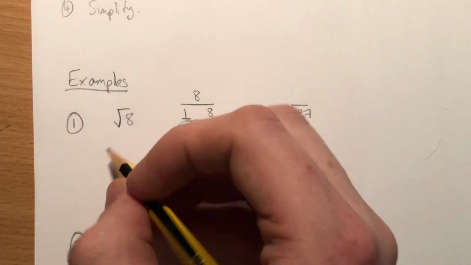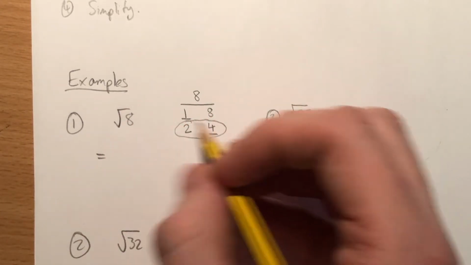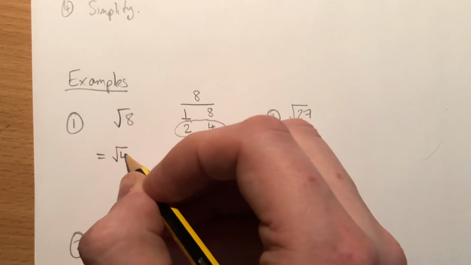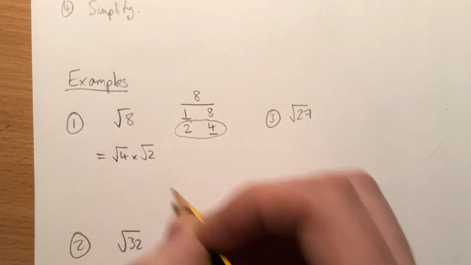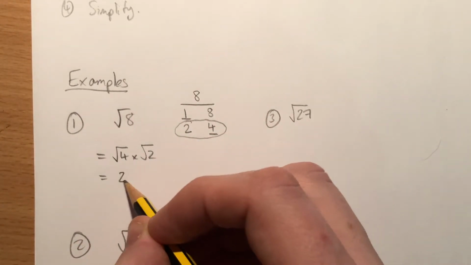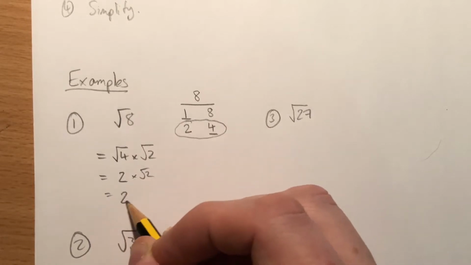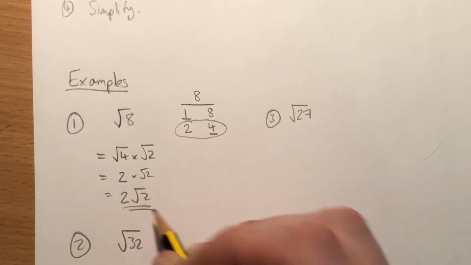I'm going to rewrite my surd with the 4 under the first square root sign. So root 4 times root 2. Now we know that root 4 is 2, so this is 2 times root 2, which is just 2 root 2.